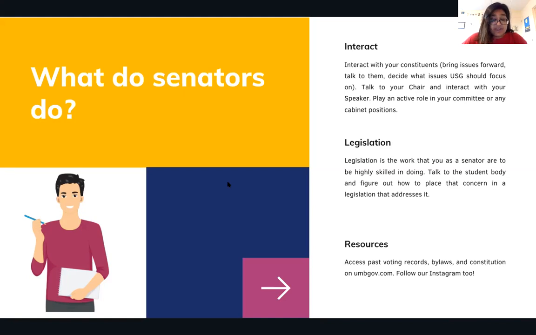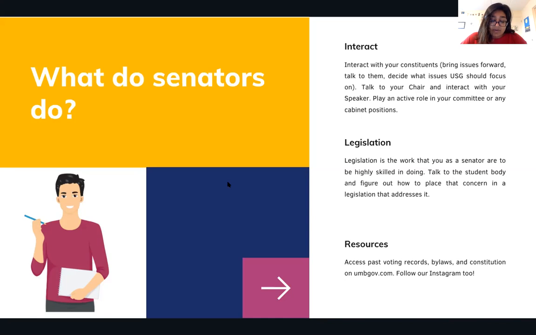Make sure you talk to your chair based on the committee you choose, and interact with me, your speaker, if you have any questions, and play an active role in your committee or any cabinet positions. One thing to know about cabinet positions is they will be introduced, but to have a cabinet position, you would have to give up your Senate seat.